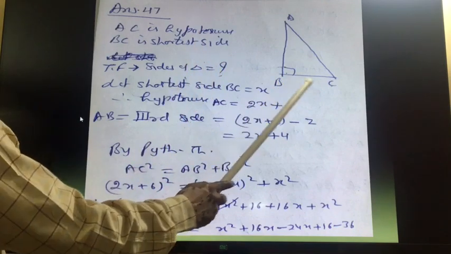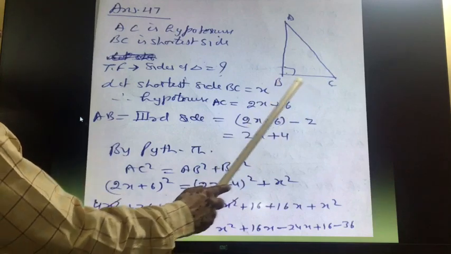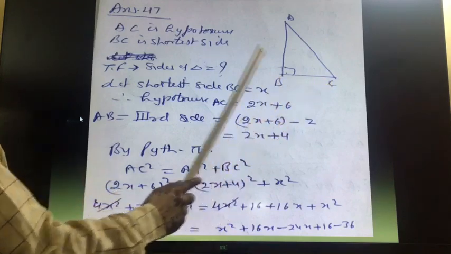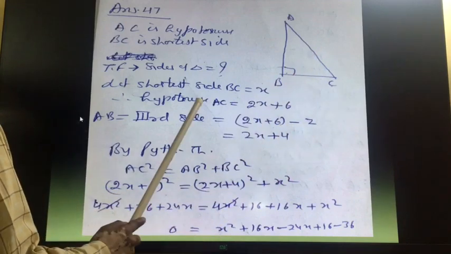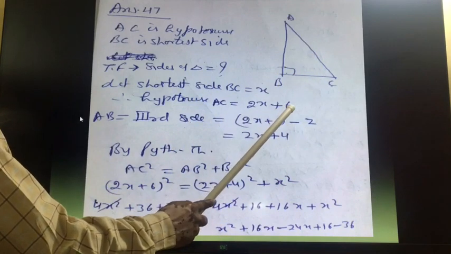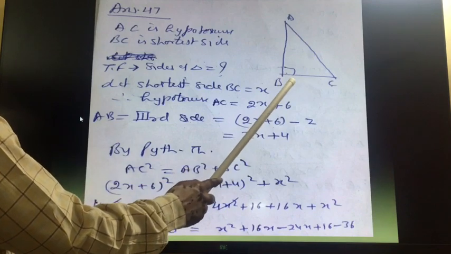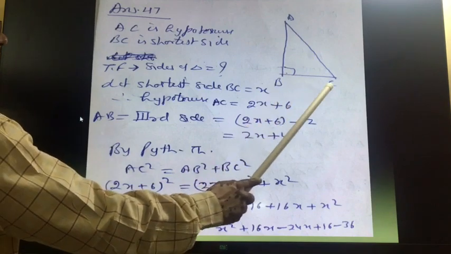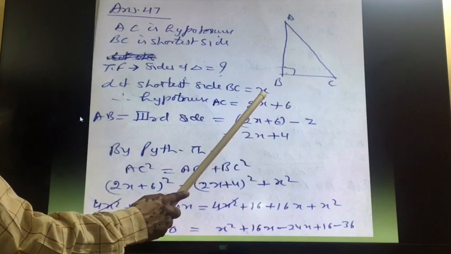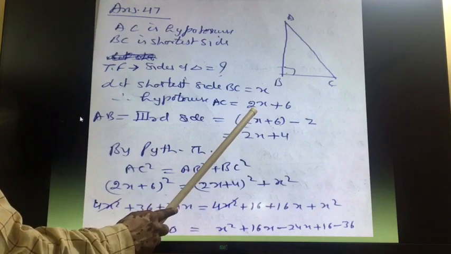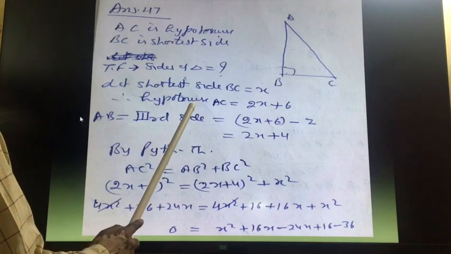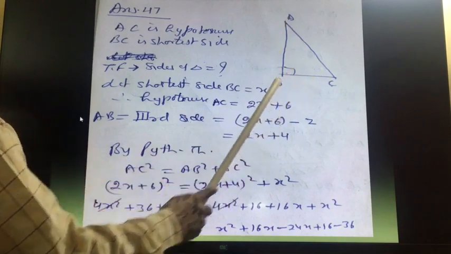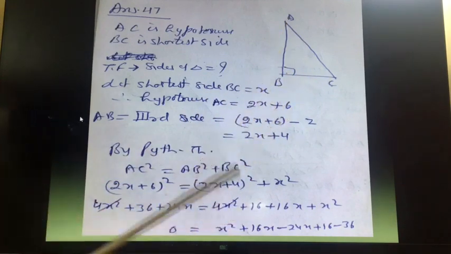Here, I am supposing BC is the shortest side. Let BC be equal to x. This is x, and it is given the hypotenuse is 6 more than twice the shortest side. The shortest side is x, so twice of this is 2x and 6 more, so 2x plus 6 will be the value of the hypotenuse. The hypotenuse is AC, so AC will be equal to 2x plus 6.